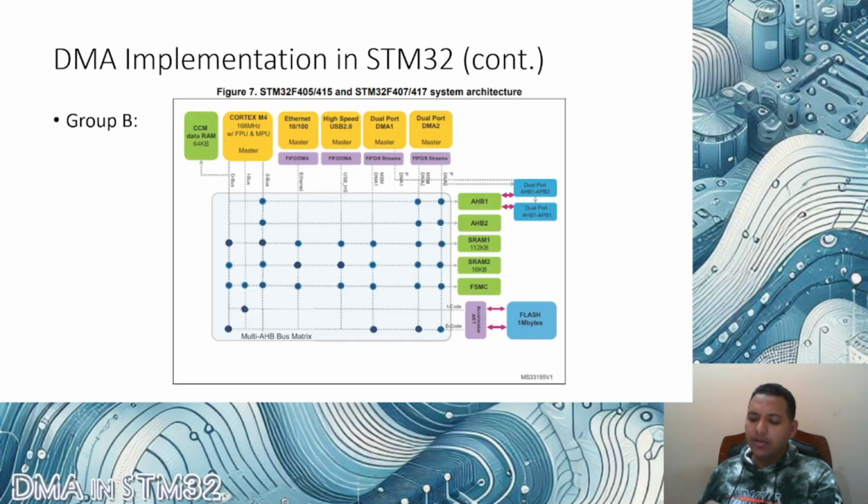Unfortunately, I couldn't find a diagram similar to the previous one for group B, but we could say that both of them have the same architecture, with the difference that each DMA has 2 ports on the bus matrix, hence called a dual port DMA. Port 1 is usually a memory port and port 2 is a peripheral port. Now this differs from family to family, but generally speaking we can say that group A has only 1 master port on the bus matrix, while group B has 2 master ports on the bus matrix.